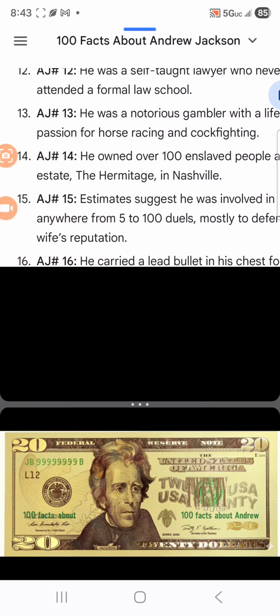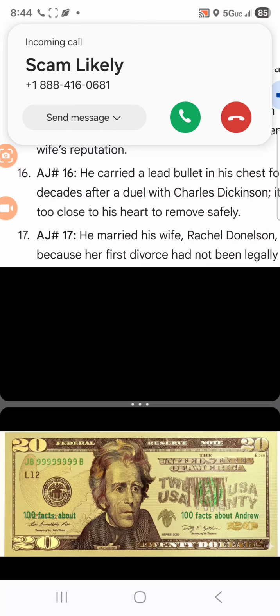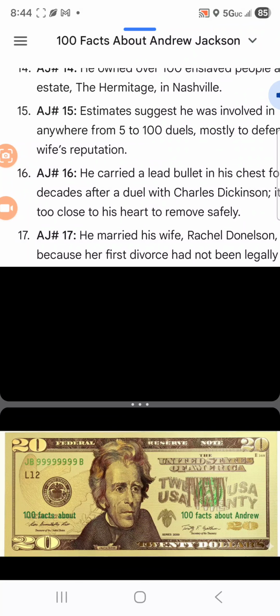AJ number 15. Estimates suggest he was involved in anywhere from 5 to 100 duels, mostly to defend his wife's reputation. His wife was called an adulteress because she was married previously but then abandoned. So Jackson got a lot of heat because of that. AJ number 16. Damn. He carried a lead bullet in his chest for decades after a duel with Charles Dickinson. It was too close to his heart to remove safely.